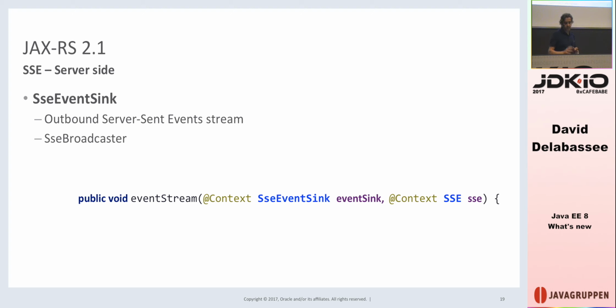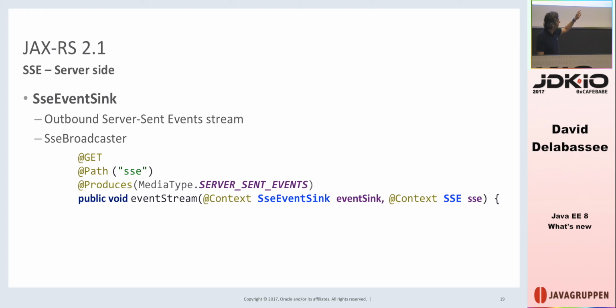So how does it work? This is the server-side view. This is basically an SSE server endpoint. The thing that we have to do is inject this SSE event sink object. That is basically the connection that we are injecting. And then this is a standard JAX-RS server endpoint. It will use the GET method, the path is SSE, and it will produce that specific media type, which is specific to SSE. That's all it takes to have an SSE endpoint.